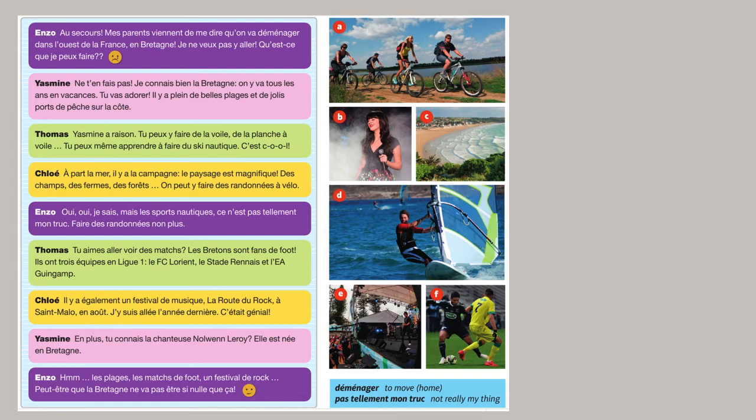Chloe: il y a également un festival de musique, la Route du Rock, à Saint-Malo en août. J'y suis allée l'année dernière. C'était génial. So she says, il y a également, there is also un festival de musique, a music festival. La Route du Rock, the rock road. It's in Saint-Malo in August. J'y suis allée l'année dernière.